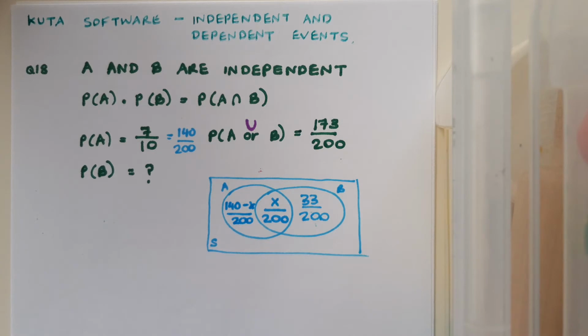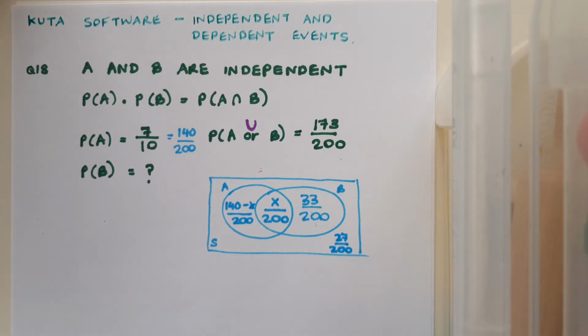If I like, I can fill in what's outside of A union B as well, which in this case is 27/200. That won't really be necessary for the calculations in the question, but it's nice to have it there for completeness of the Venn diagram. Okay, so to go back and have a look again, I know in this question that A and B are definitely independent. So I know that the probability of A times the probability of B equals the probability of the intersection. And I have something now that I can write down for each of those regions.